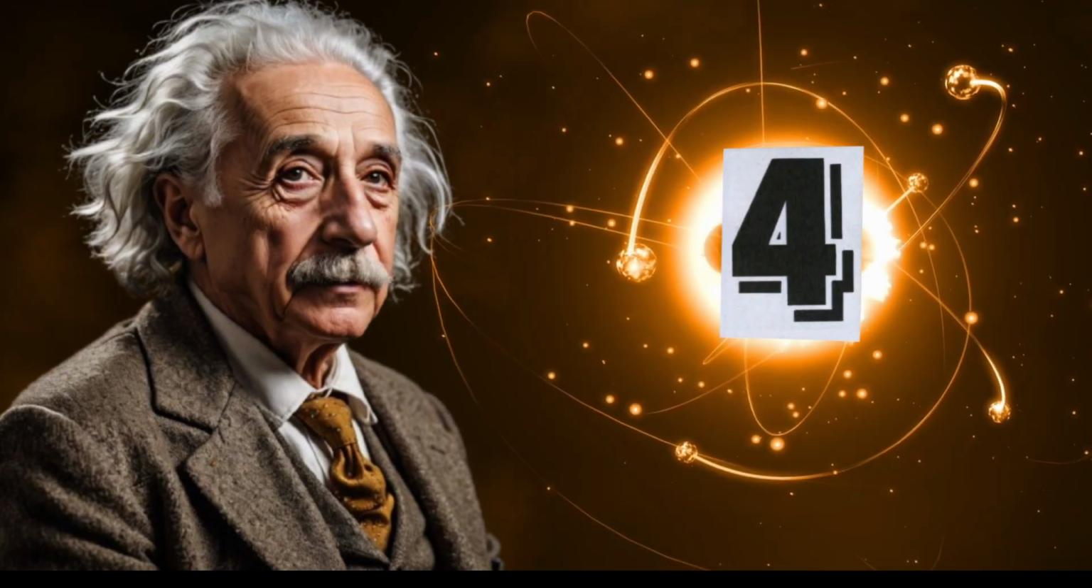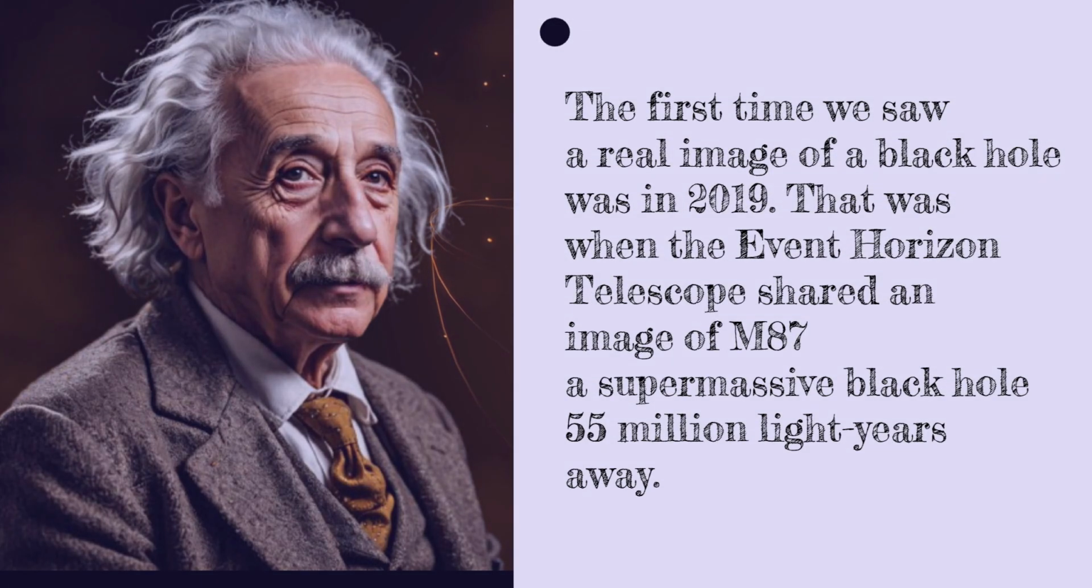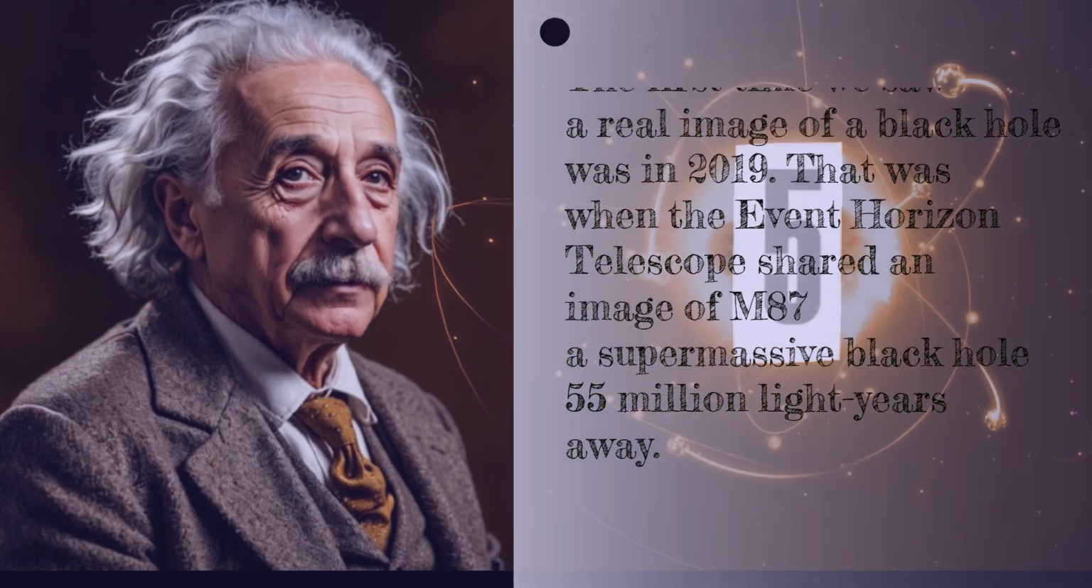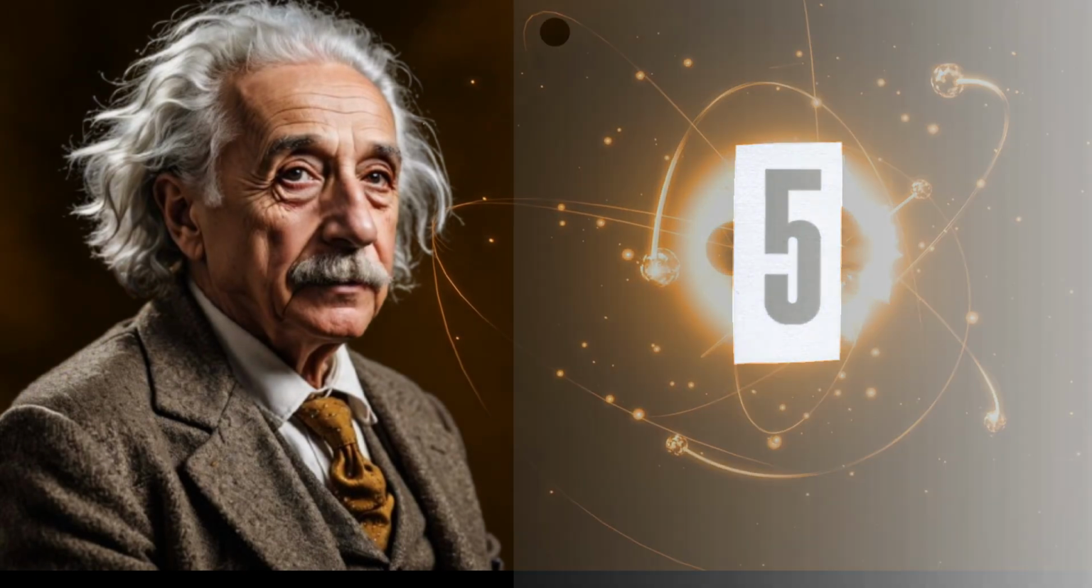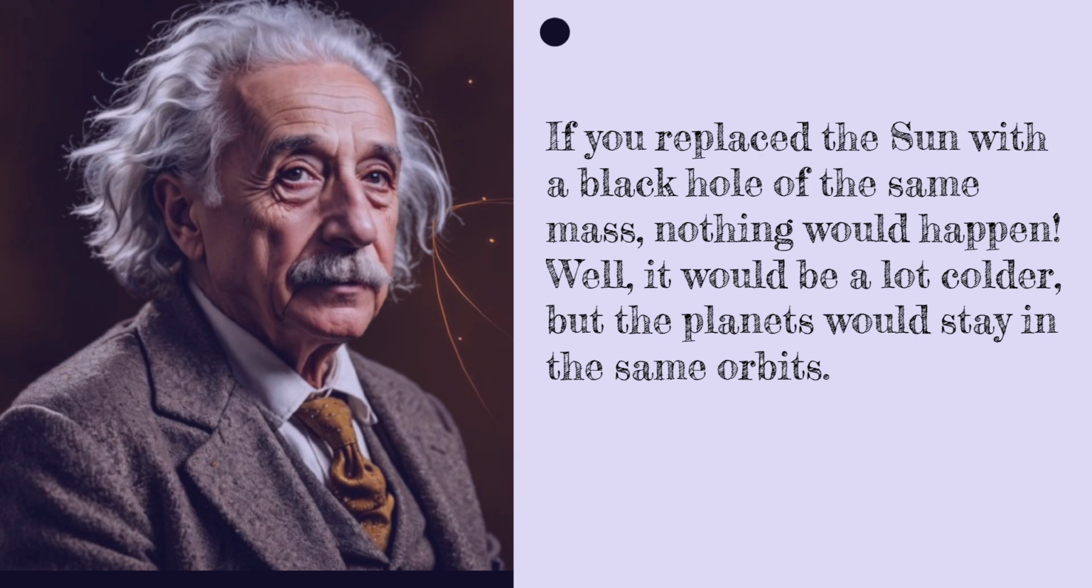Fact number 4. The first time we saw a real image of a black hole was in 2019. That was when the Event Horizon Telescope shared an image of M87, a supermassive black hole 55 million light-years away. Fact number 5. If you replace the Sun with a black hole of the same mass, nothing would happen. Well, it would be a lot colder, but the planets would stay in the same orbits.